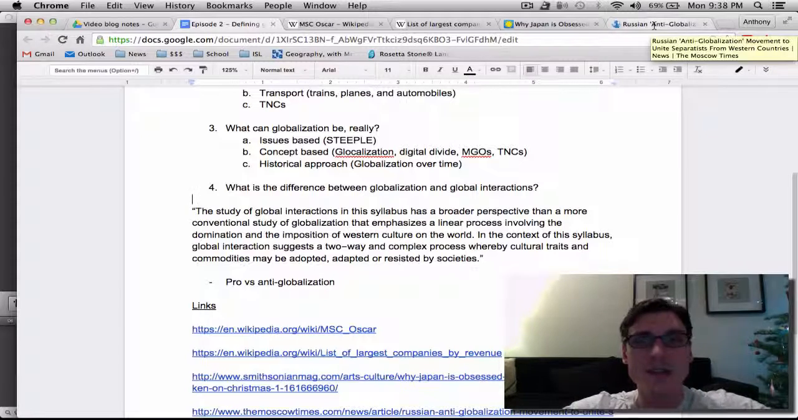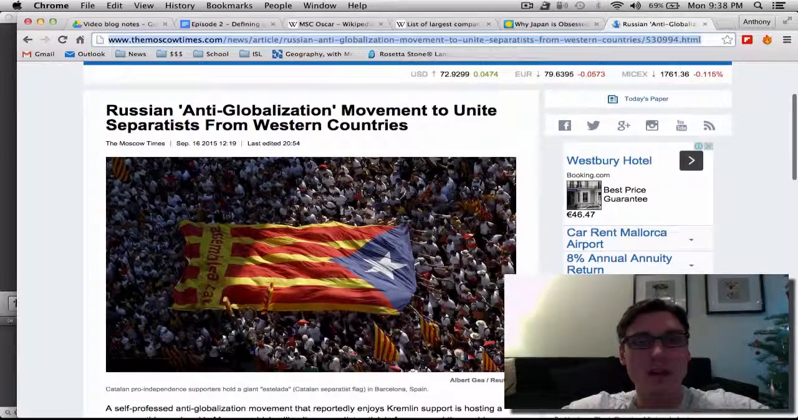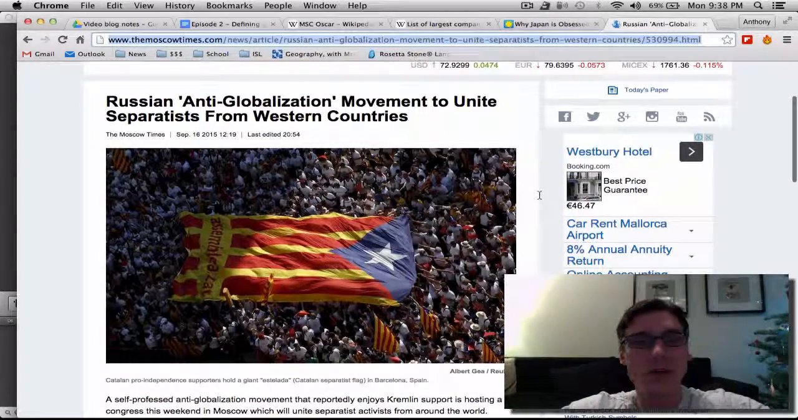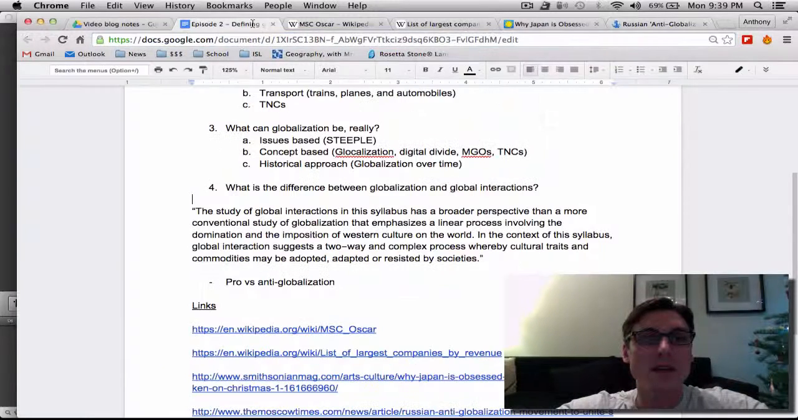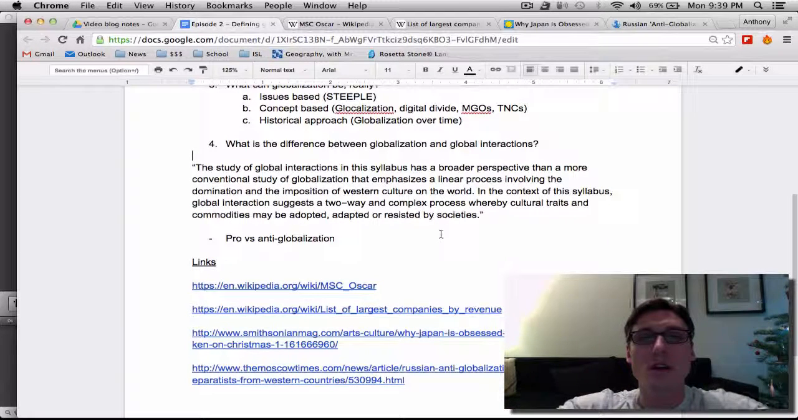There are anti-globalization movements as well. This is an article from the Moscow Times about Russia's government supporting anti-globalist movements around the world because of their distrust for, let's say, Western corporations or Western society in some respects. And so, again, two-way street. We're looking at not just globalization, but global interactions, the adoption, adaptation, or resistance by some societies.